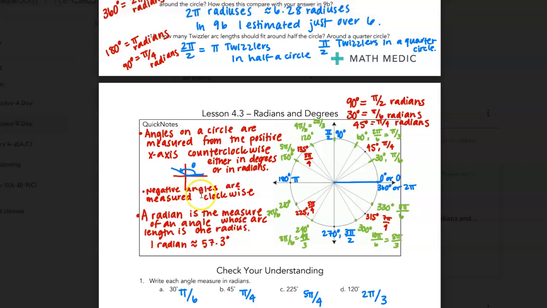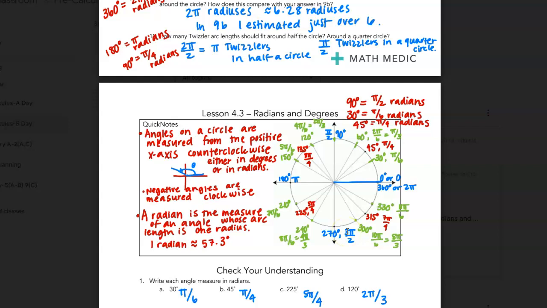Negative angles are measured clockwise. So if you get something that says negative pi over 2, then rather than going counterclockwise to pi over 2, you're going in the negative direction, which is clockwise. So negative pi over 2 would be 90 degrees clockwise. So that would be equivalent to 270 degrees counterclockwise in the positive direction. So that would be this angle measure here, positive 3 pi over 2.